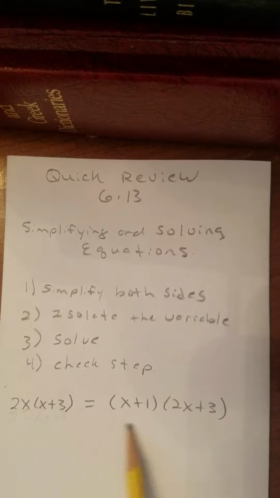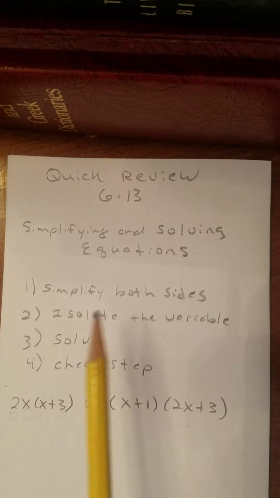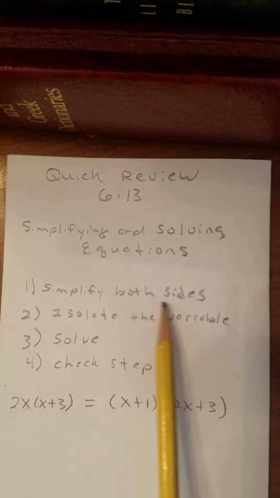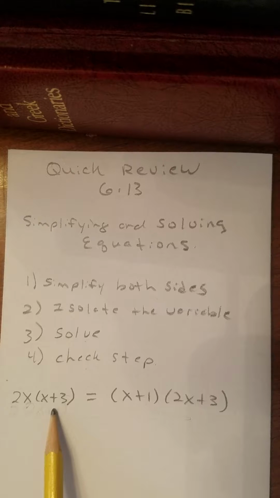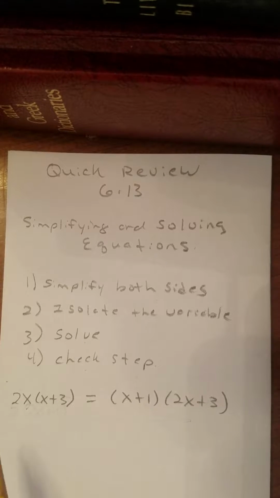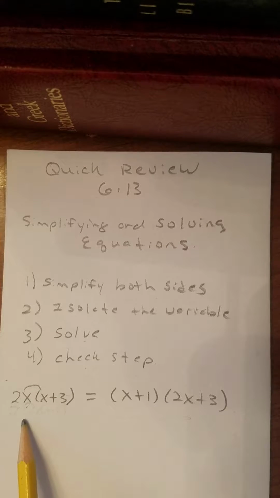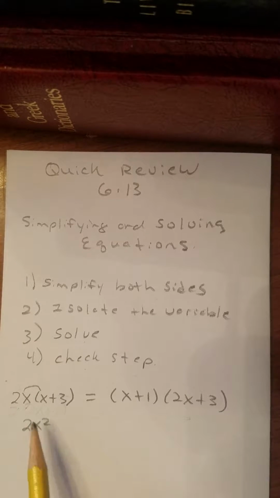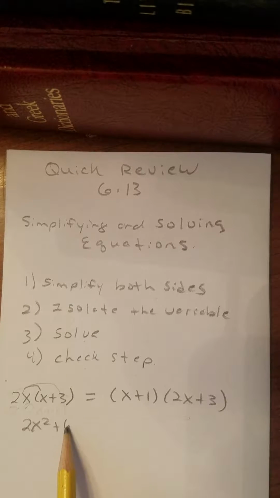So here's a particular equation or expression that they've given you. It's not in the normal form that you're accustomed to, but you still would follow the same procedures. You're going to simplify both sides first. Here they have a 2x times this binomial x plus 3, so you need to simplify the left side first. We'll distribute: 2x times x is 2x squared, and then 2x times 3 is 6x.